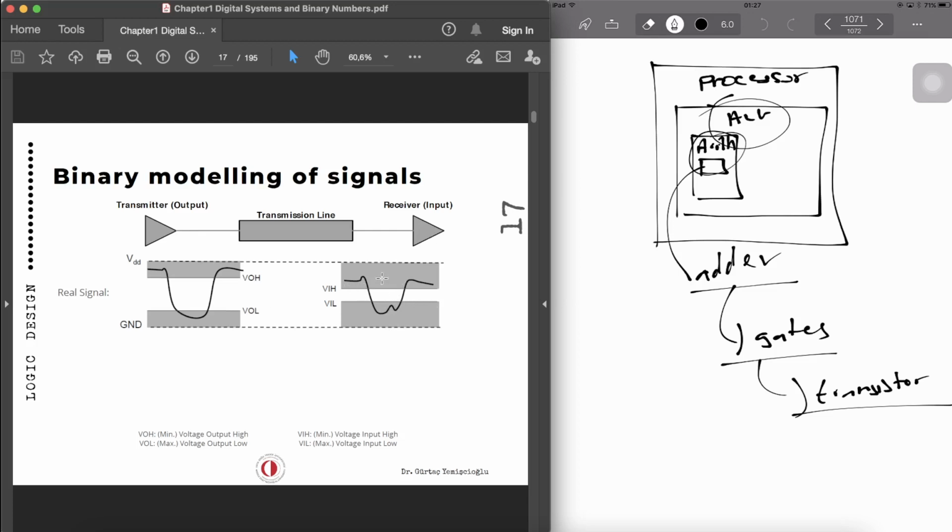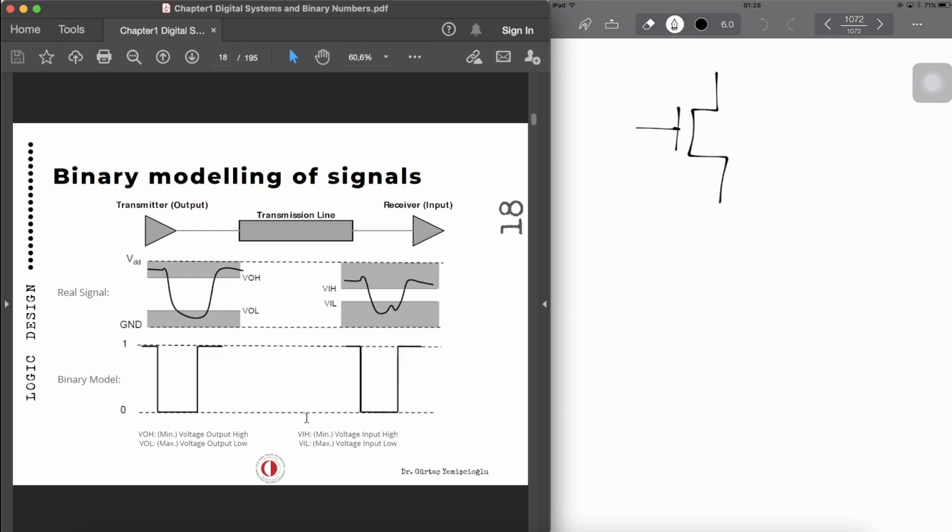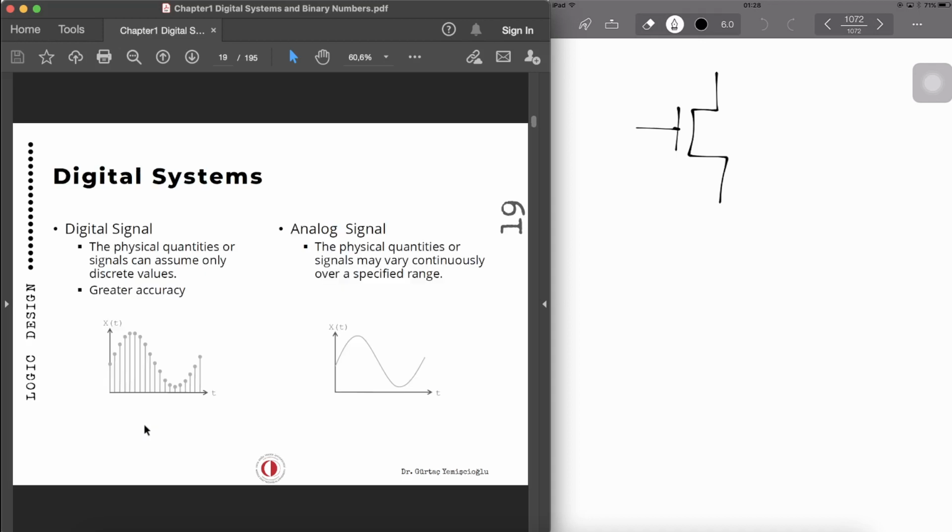There are some noise margins that we need to take care of so that we can have valid signals. In the binary model, this is how we describe it: either it's going to be 1 or 0. It cannot be higher or lower. When it is 1, it turns on a transistor. When it is 0, it turns off a transistor. It cannot be in between. It cannot be degraded. So this is how we can model a typical binary signal. And digital systems and analog systems, most probably you know the difference.